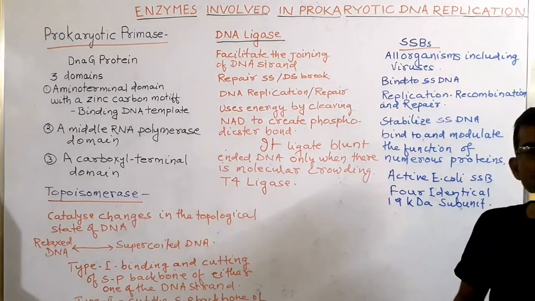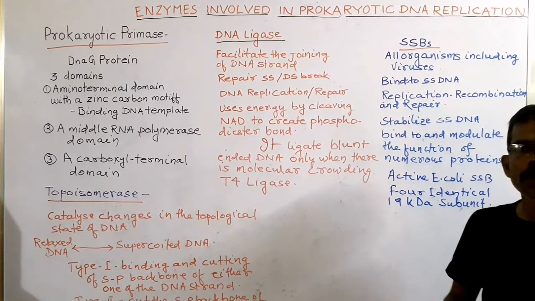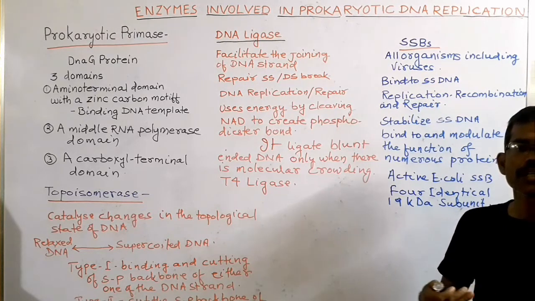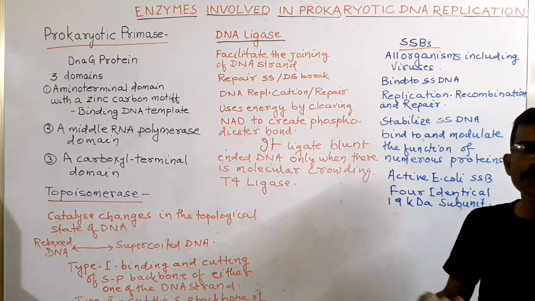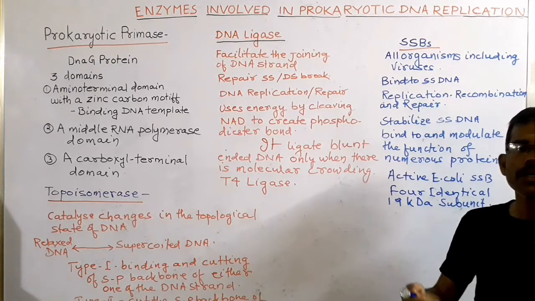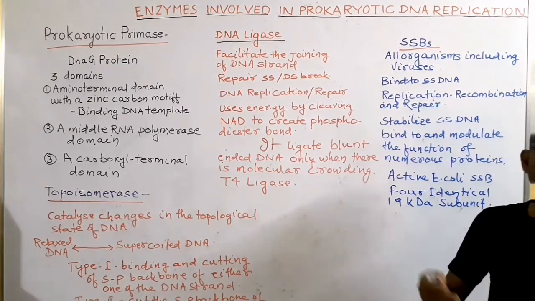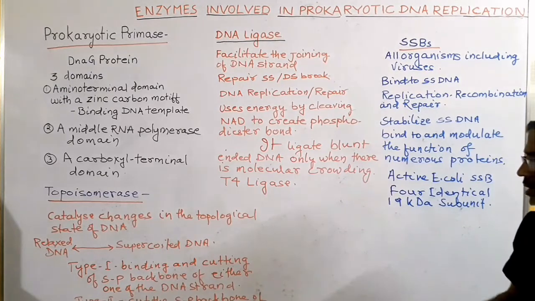The main function of topoisomerase during the process of replication is to relieve the topological stress that develops due to the unwinding of DNA double helix by the enzyme DNA helicase.